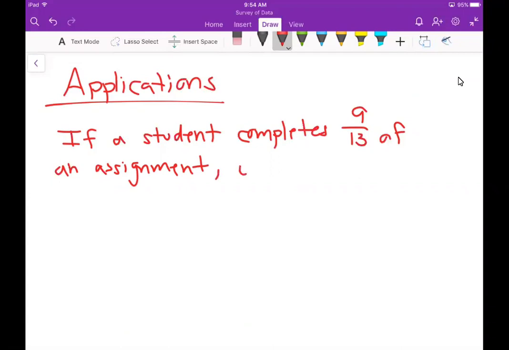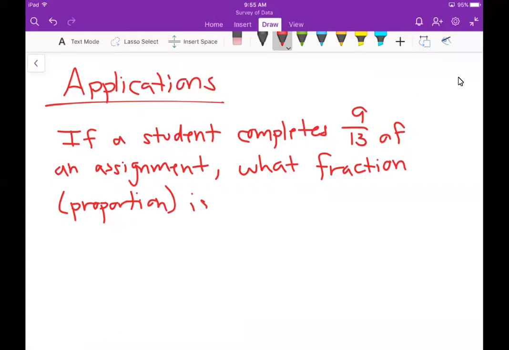Then can you tell me what fraction or proportion? You'll see both of those words as you are reading; they mean the same thing. Okay, proportion just means the portion of 1. What fraction or proportion is not complete? So how would we figure this out? What's going on here? We've completed 9/13 of an assignment and we want to figure out what proportion is not complete.